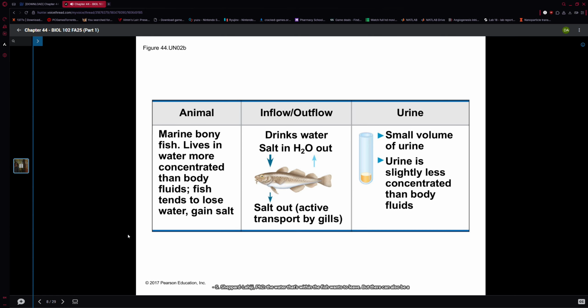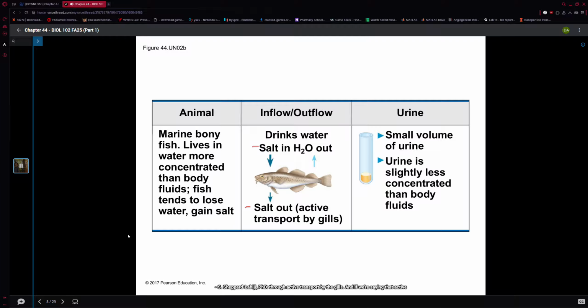But there can also be a gain of salt, right? Because if it's hypoosmotic, that means there are fewer solutes in the body, and so the salt in the surrounding environment would go down its concentration gradient and enter the fish as well. As far as inflow and outflow go, the fish is going to drink water, and as a result, it's going to be taking in salt too. So it drinks water, so salt's going in. And salt's going to go out eventually through active transport by the gills.